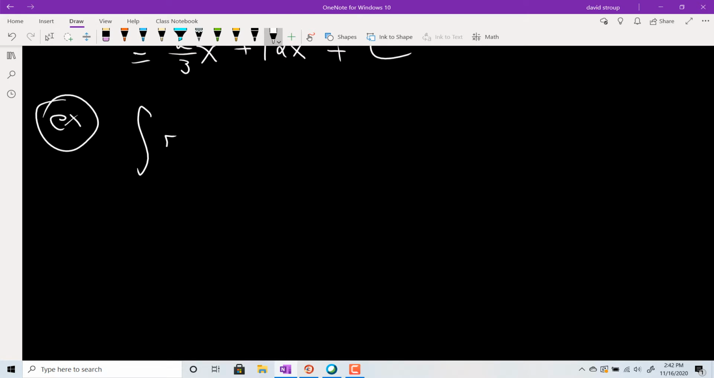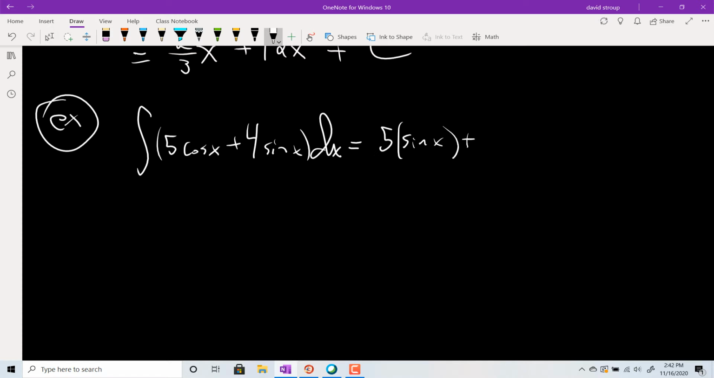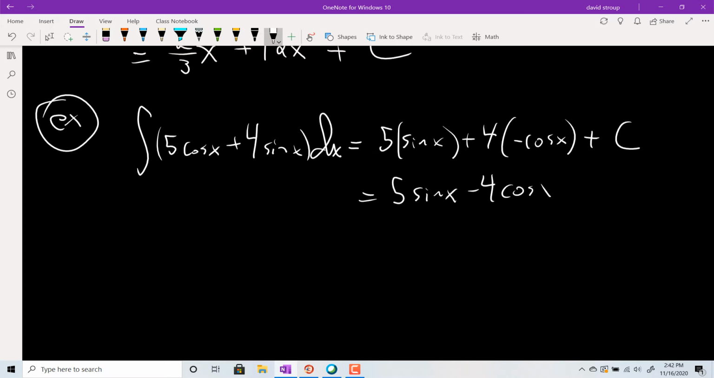A trig problem, the integral of 5 cosine x plus 4 sine x dx. And what do we have here? So the integral of 5 times cosine is just sine x, plus 4 times the integral of sine is negative cosine x. Be a little careful with the integrals. Okay, so it's going to end up getting us 5 sine x minus 4 cosine x.